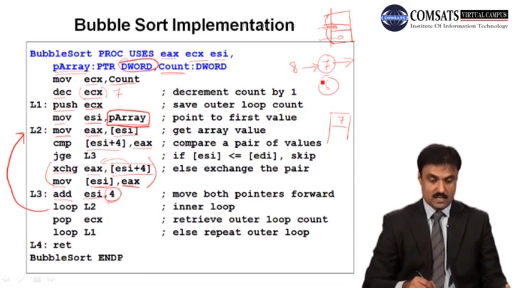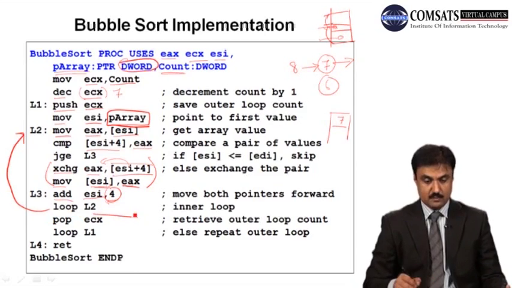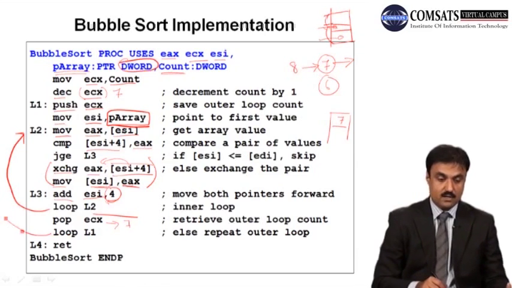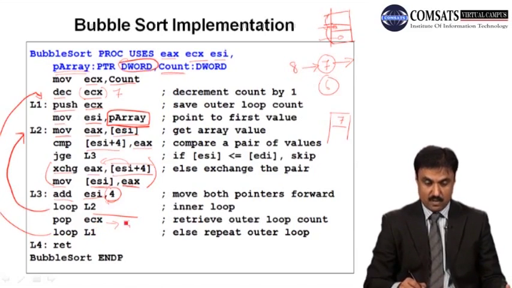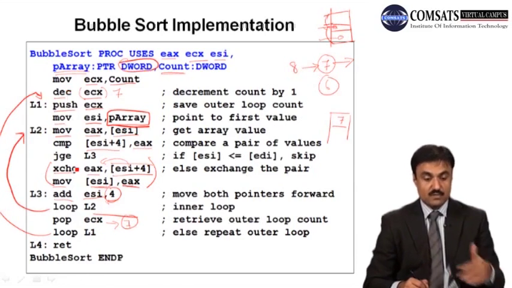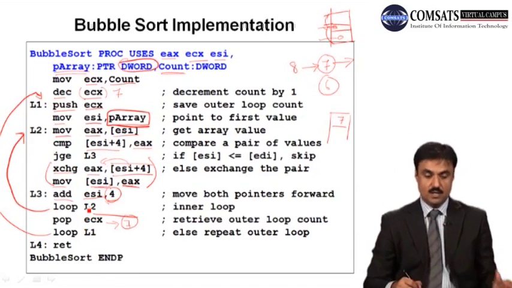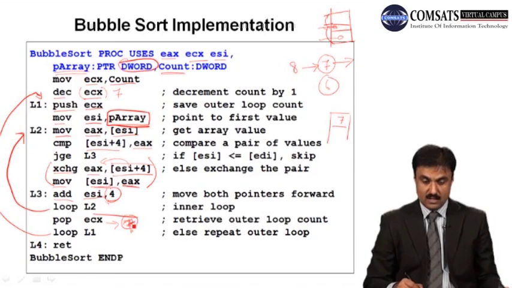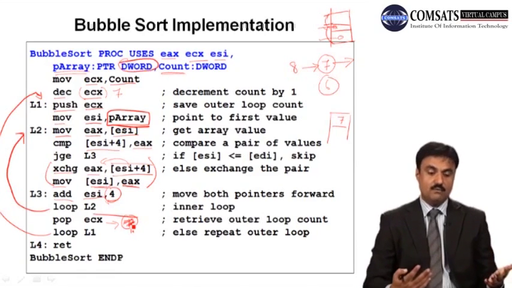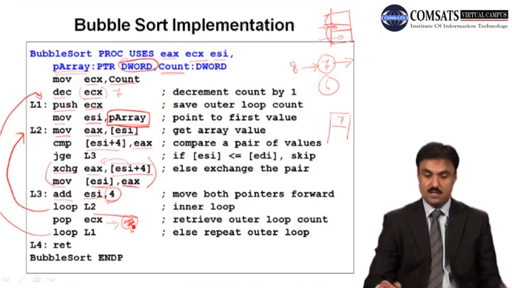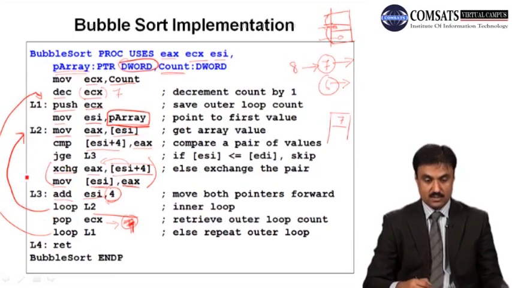Now, how will the next pass start? When the first pass is over, we pop the ECX value, which was 7, and move back to L1. The previous value of ECX was decremented again and again and became 0, so we popped this value and got the previous value, which was 7. Now when we pop this ECX, it is decremented, so it will have the value 6. So this whole comparison will continue 6 times.